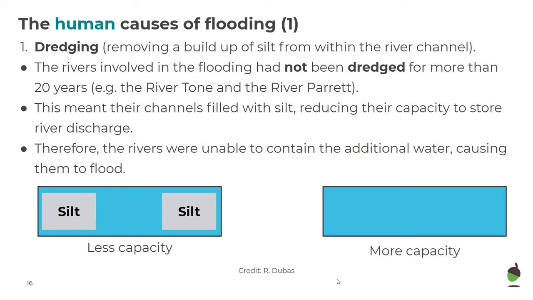This meant their channels filled with silt, reducing their capacity to store river discharge. Therefore, the rivers were unable to contain the additional water, causing them to flood. So they were not able to cope with the additional input of rainwater that this extreme weather event brought to the area. The left-hand image shows that there is less room for river discharge in a river that hasn't been dredged. The right-hand image shows that there is more room within a river channel that has been dredged, so it can contain and hold more water, hopefully reducing the chance that it will flood.